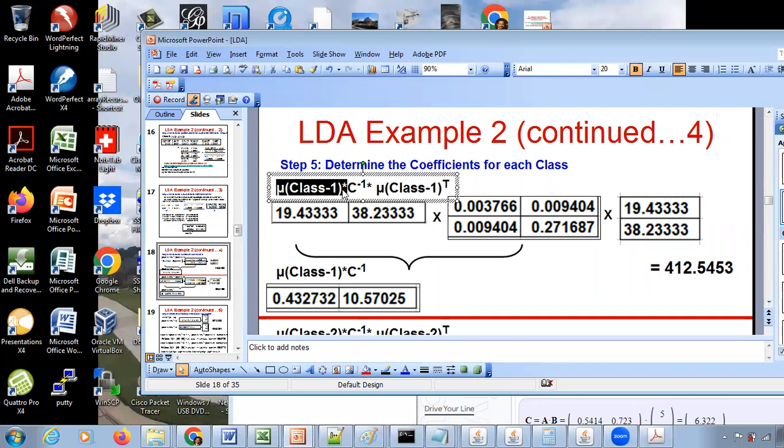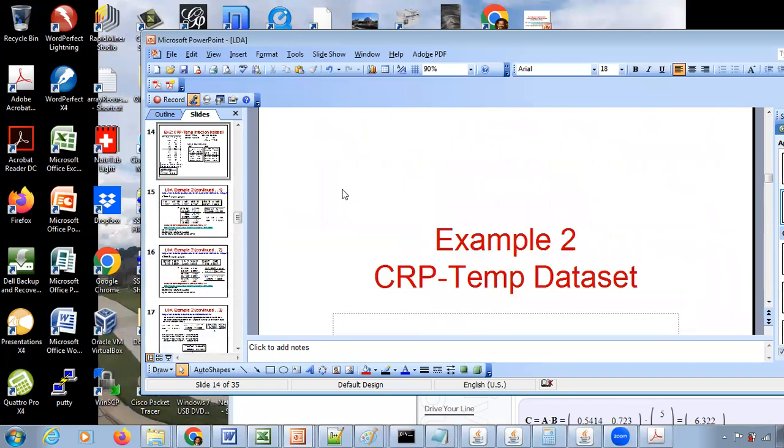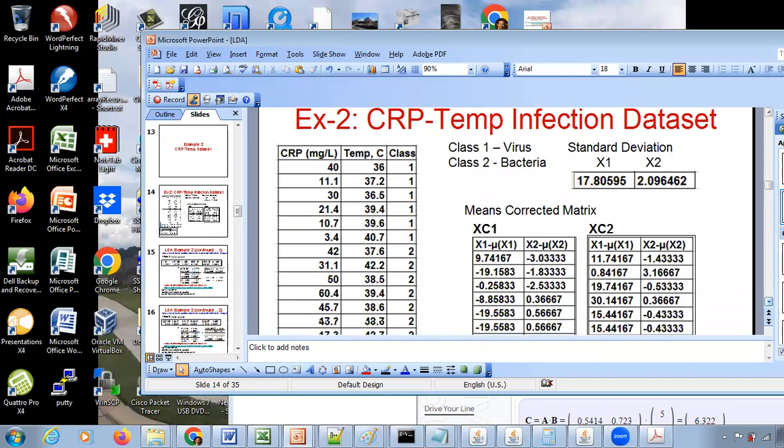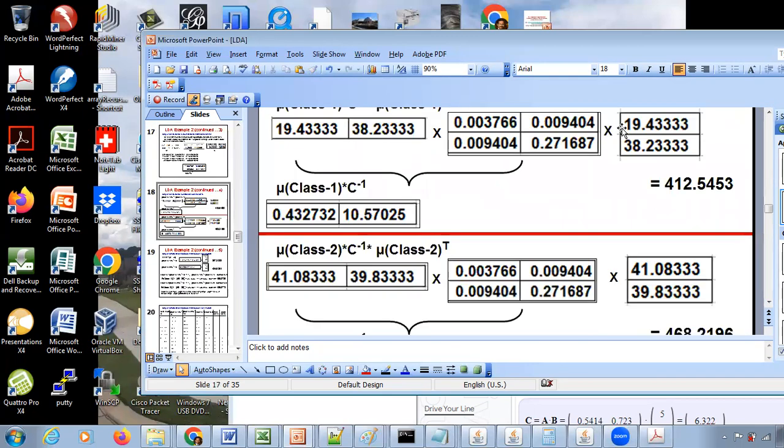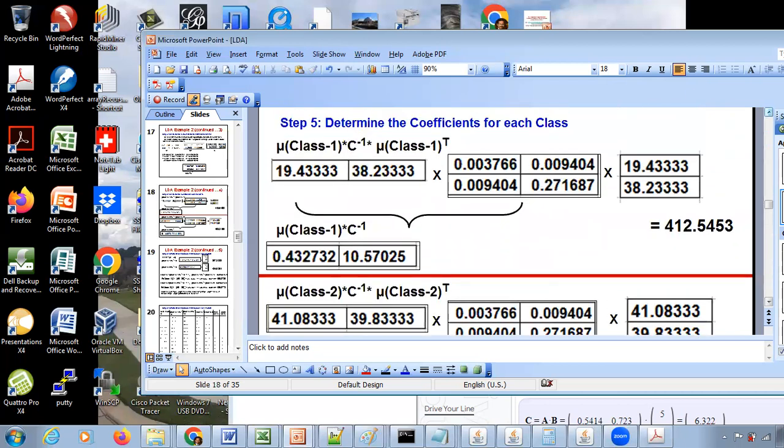So here's where you use the x1, x2 means for the individual class. We have computed that as 19.433 for x1 and 38.233 for x2. So use that as a row vector. That's the matrix times the overall covariance matrix inverse times the transpose of the same thing over here. So the intermediate product, we're going to record that here, which is this. And this product matrix times the transpose of the means is this. So it's going to be a scalar number.